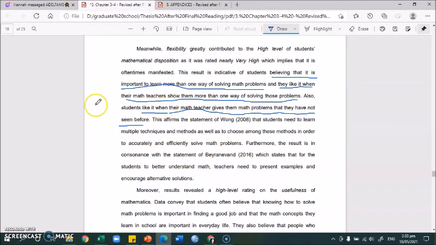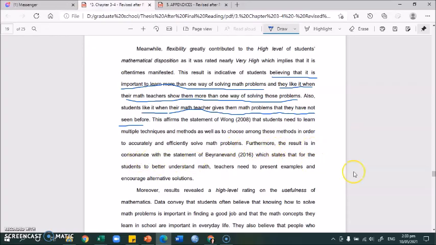Dinugtong na yung literature that supports the result. Pwede naman. Kung masyadong mahaba na yung paragraph for the result, pwede nyo rin siyang hatiin. Next paragraph na ang literature na nag-support. Supporting literature. Okay. So, well, in this case, inisa na lang kasi kukonti lang naman yung items under flexibility. So, this affirms the statement of Wong, 2008, that students need to learn multiple techniques and methods as well as to choose among these methods in order to accurately and efficiently solve math problems.